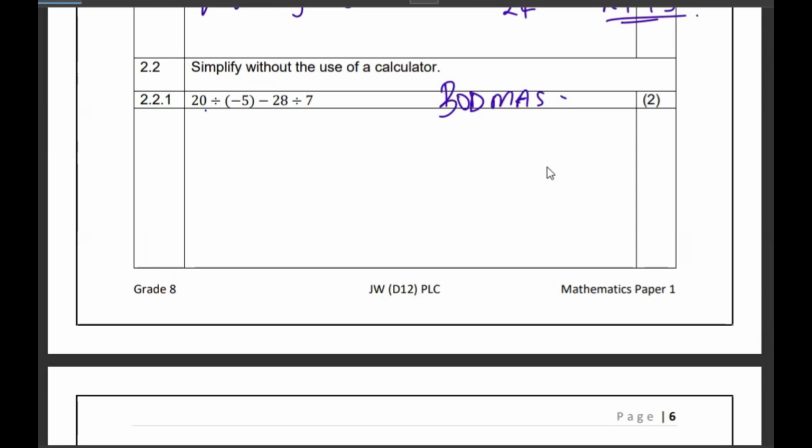So it's going to be 20 divided by -5. That's going to give us -4. Minus 28 divided by 7 is 4. So we have -4 minus 4, which gives us -8. That should be our final answer, because when signs are different and you are dividing, you always get a negative. Multiplication or division of different signs gives us a negative. Multiplication or division of the same signs must give us positive.